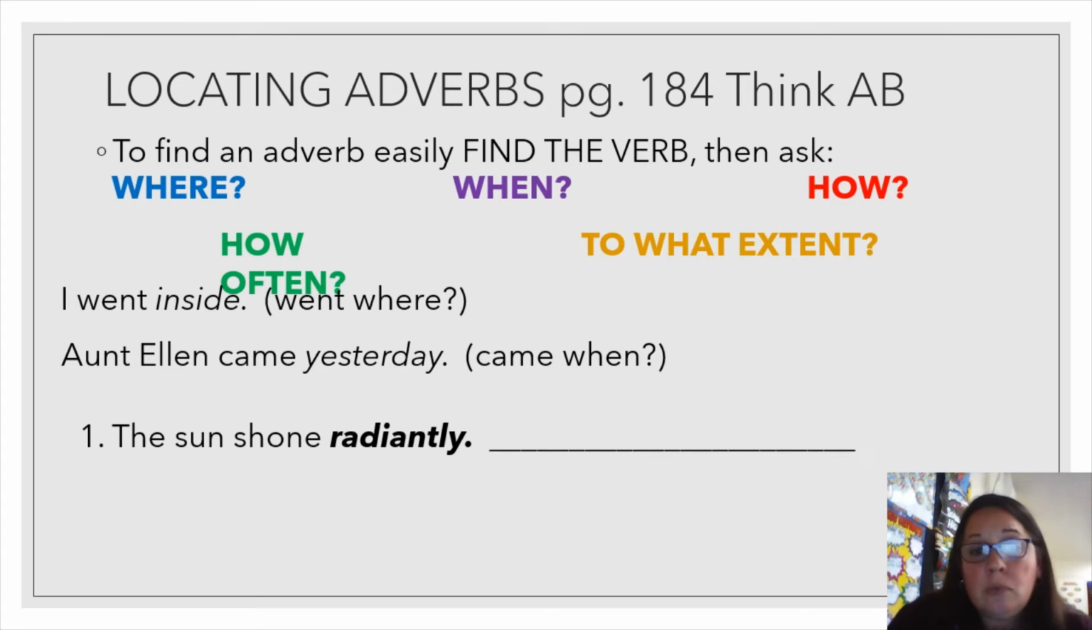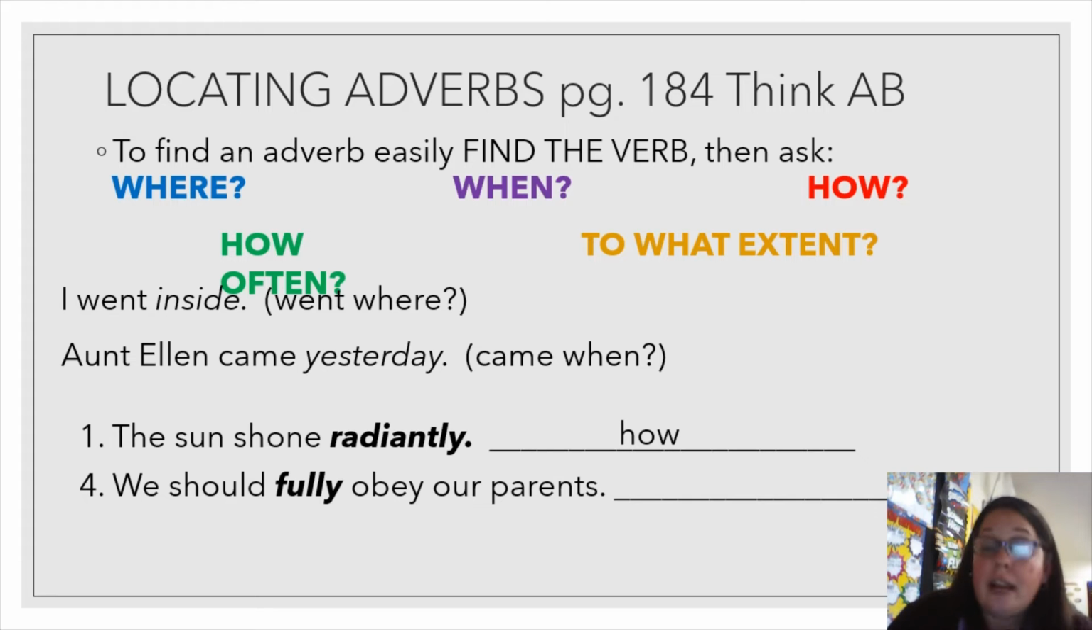Now, let's look at number 1. They want you to write one of those words at the top to describe radiantly. The sun shone radiantly. Well, first of all, you need to identify the verb, shone, and then you need to decide how was it shown. It was shown radiantly. So let's look at number 2. Or actually, I'm sorry, we're looking at number 4. We're skipping down.